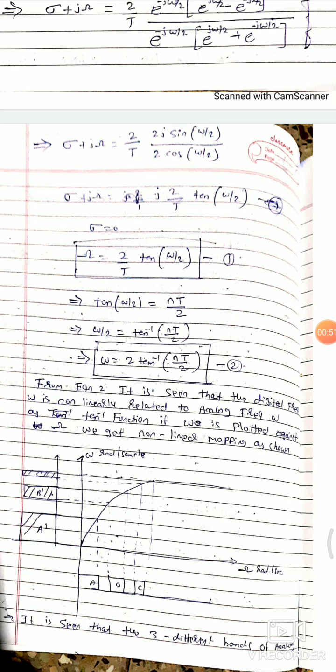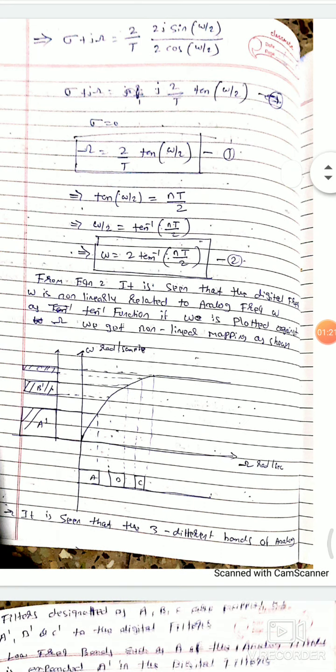So now this becomes what? Omega is equal to 2 by T tan omega by 2. Tan omega by 2 is equal to omega T by 2, so omega by 2 is equal to tan inverse of omega T by 2. So this omega, the digital frequency omega, is equal to 2 tan inverse of omega T by 2. Okay, so now this is the equation for digital frequency, right?